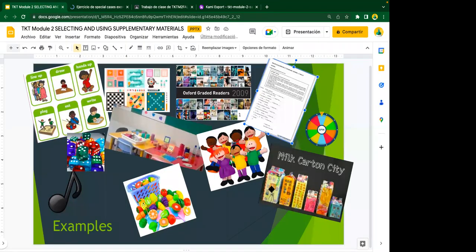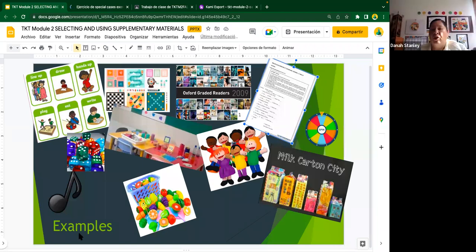Then, for example, this milk carton city. I know a teacher from Chetumal and she gave me that idea. When she's teaching giving directions and prepositions of place, she asks the students to make, by using these milk cartons, a building or a shop.